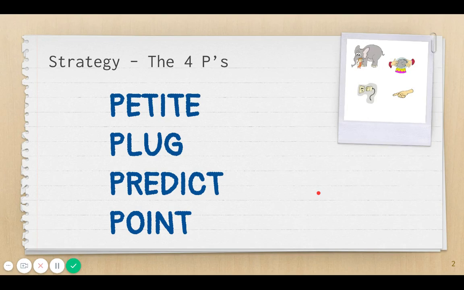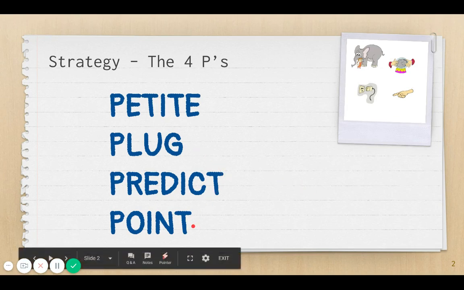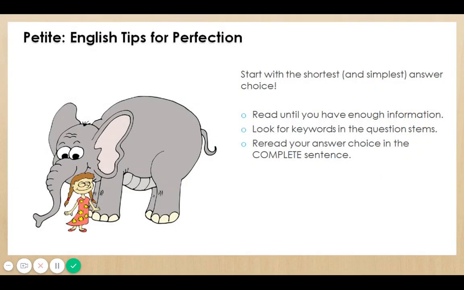So the strategies that I use, I refer to as the 4 Ps. They are petite, plug, predict, and point. Now let's look at what that actually means.